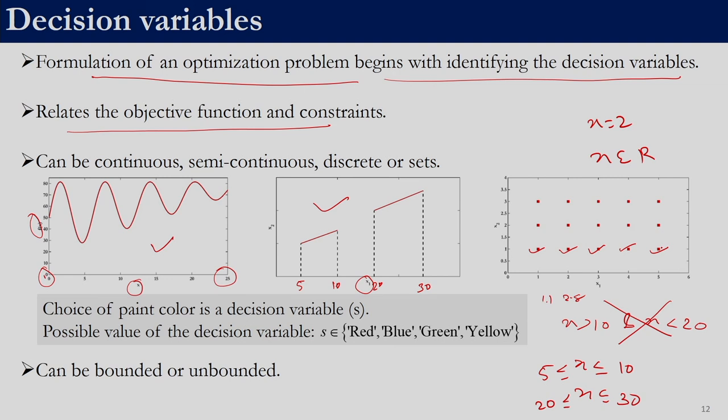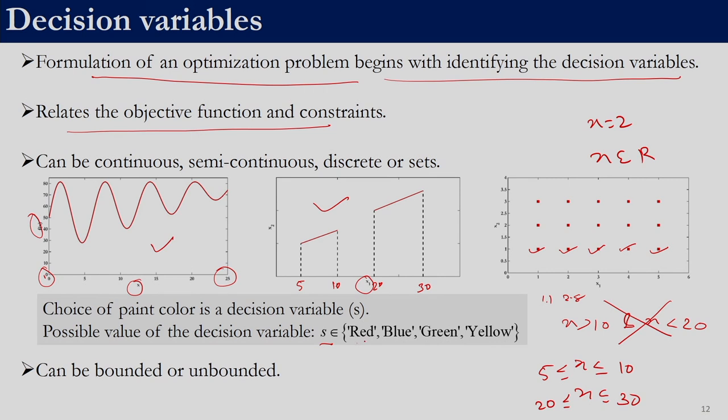So the decision variable can be continuous, semi-continuous, or integer, or it can even be a set. For example, we need to decide which color is to be used to paint a country on the map. There we have options of colors: red, blue, green, yellow. So the decision variable can be a set also. In most real life problems, the decision variables are bounded, but mathematically a decision variable can also be an unbounded variable.